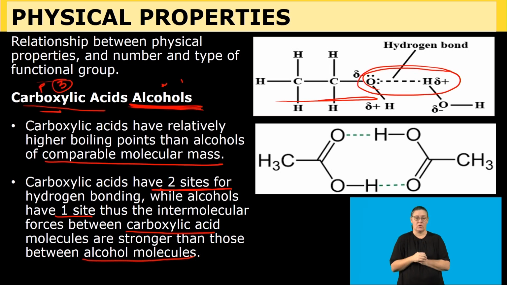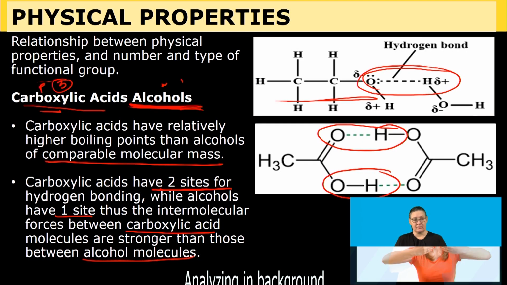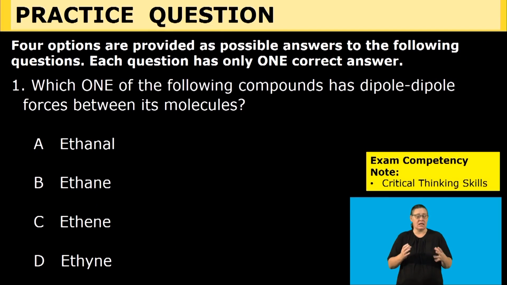But when we are looking at the carboxylic acid, the COOH, we are going to have 2 hydrogen bonds there. And obviously we know that 2 is bigger than 1, and therefore the carboxylic acids are going to be stronger than the alcohols. So we are going to start with the multiple choice, and the first question that is given to us is as follows.